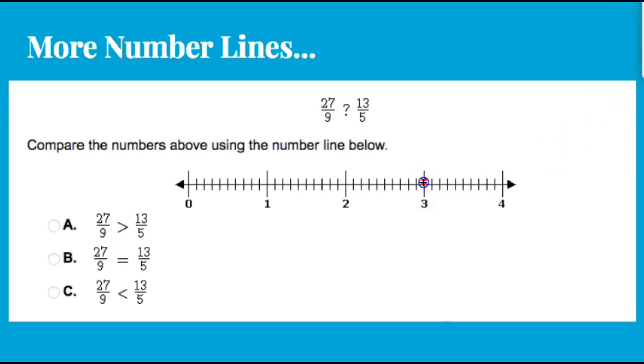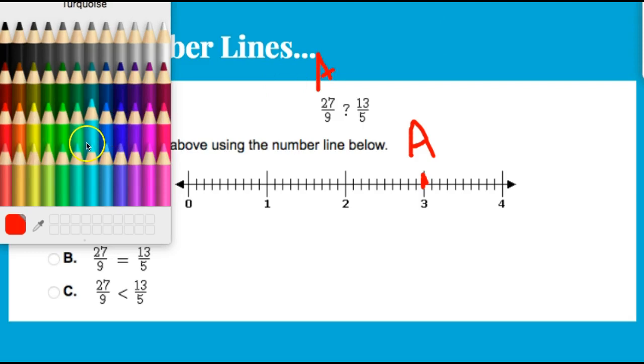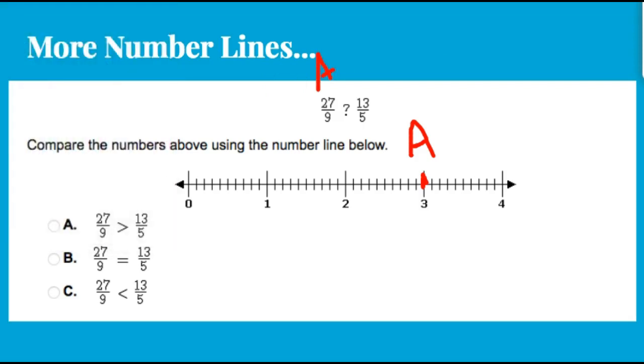And I'm going to put my mark here for 3, which we'll label as A. Okay? Now, let me switch colors on you. Let's look at B, 13/5.